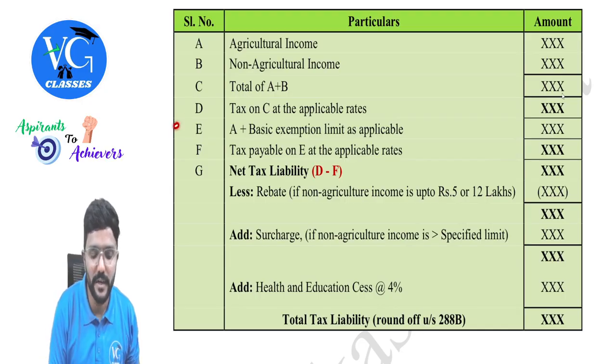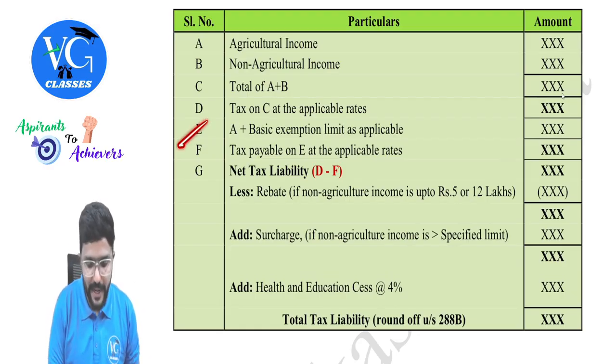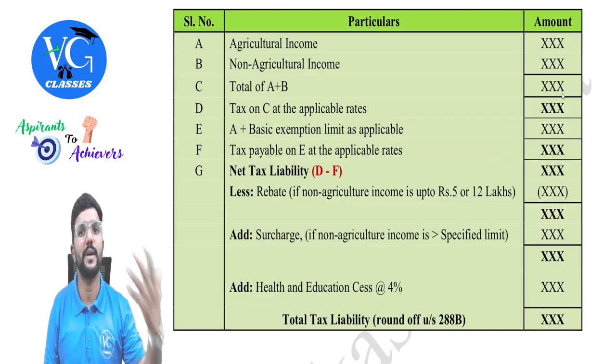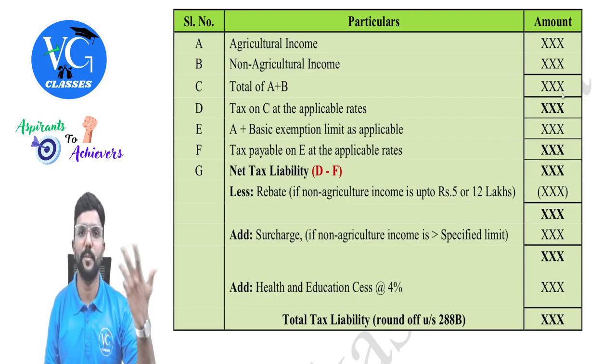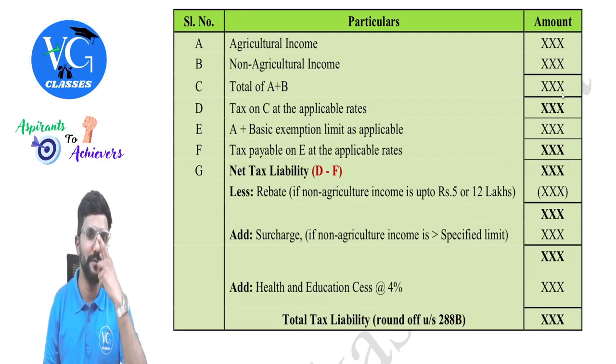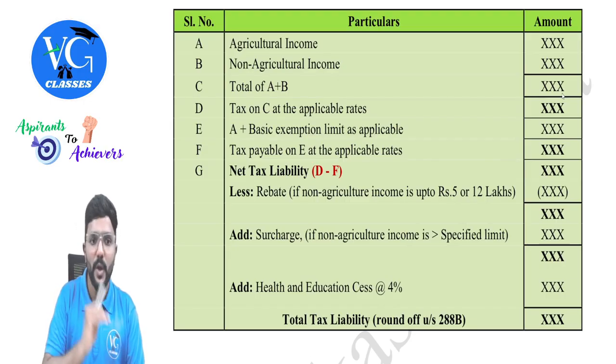So till here, one part is done. Keep it aside. Second part: D, that is nothing but agriculture income plus basic exemption limit as applicable. Sir, what is basic exemption limit? It can be 4 lakh, it can be 2 lakh 50 or 3 lakh or 5 lakh, depending upon which scheme they are following, guys. But please be careful. 3 lakh and 5 lakh is available only for a resident individual who is following the optional scheme, who is a senior or super senior citizen, guys.